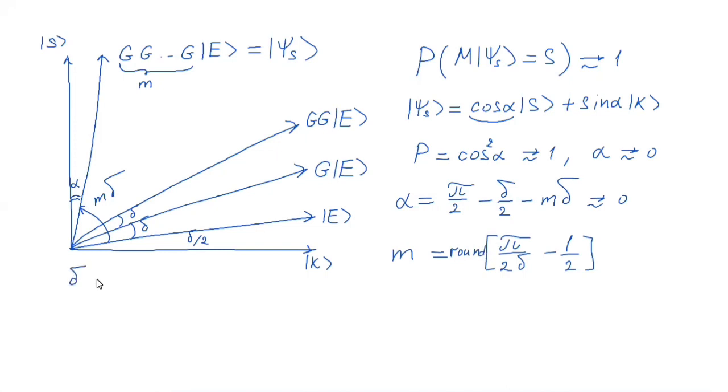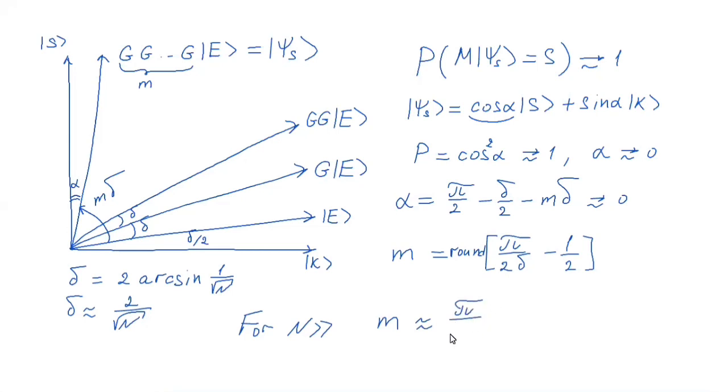And now we will remember that delta is equal to 2 arcsine 1 over square root of n. And for large n, delta with a very good approximation is equal to 2 over square root of n. Therefore, for large n's, we will get m equal to approximately pi over 4 square root of n. And here we are neglecting this term 1 over 2. For large n, this is a fair approximation.